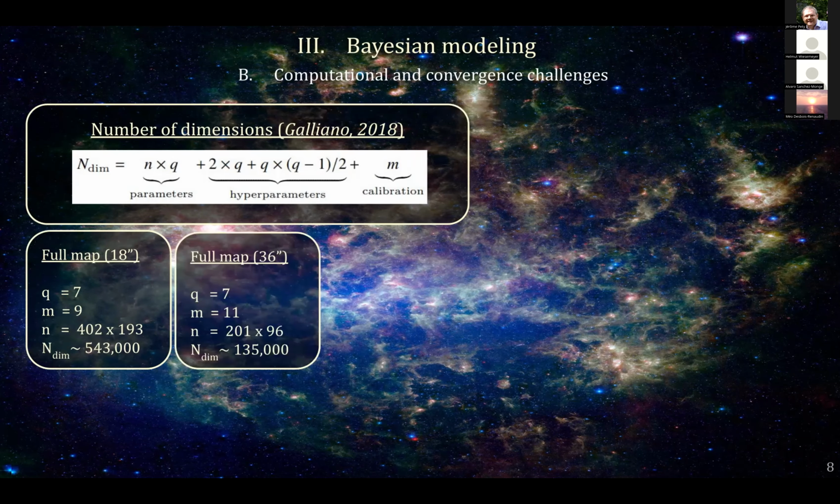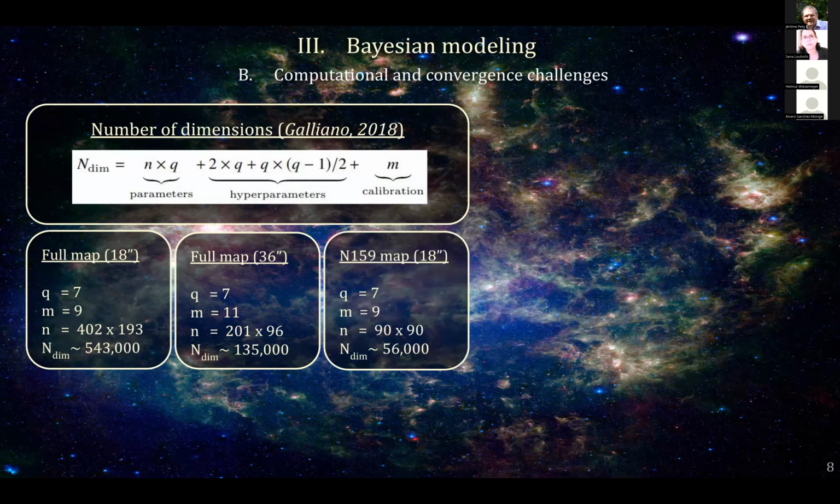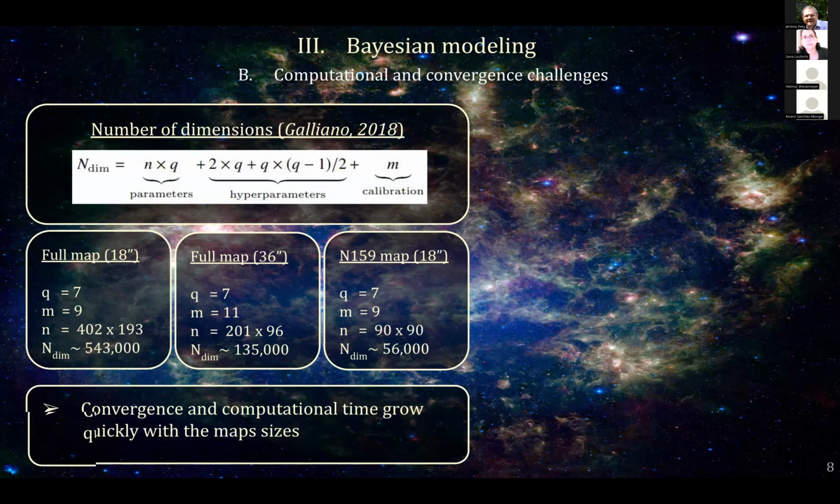So we decided to decrease the resolution to 36 arcseconds, and we divided the number of dimensions by a factor 4. It was good, but we still wanted to have high resolution maps. So we decided to do smaller maps on each individual star-forming region. And typically, we have for the N159 map, which is the biggest individual map, a number of dimensions around 50,000. So the point is that the convergence and computational time will grow quickly with the map size.